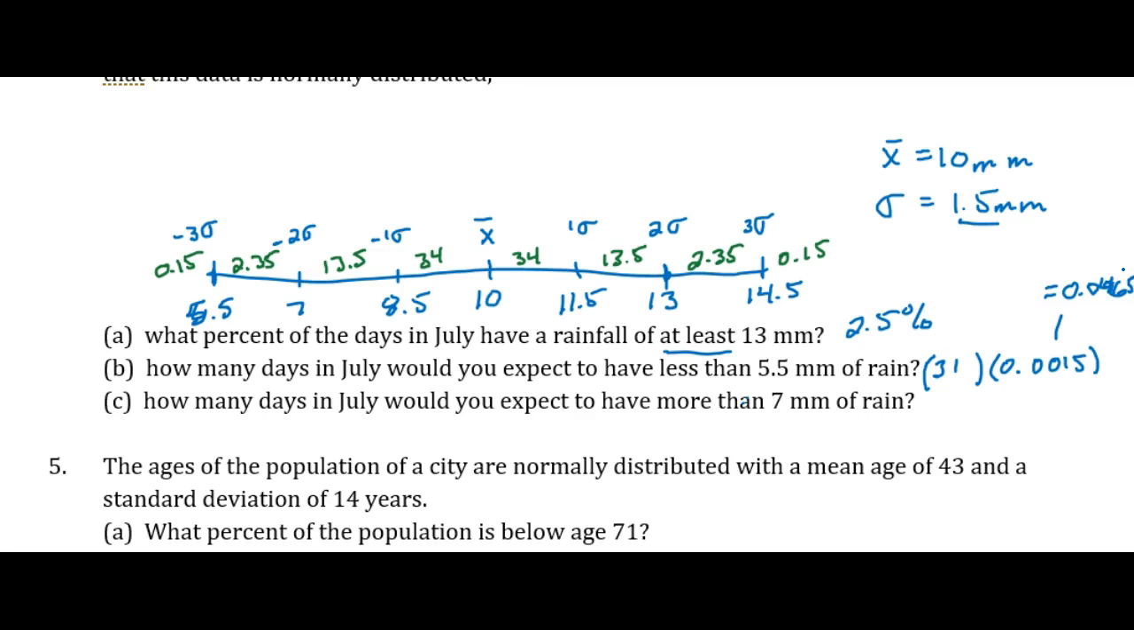How many days in July would you expect to have more than 7 mils of rain? Okay, so how many days in July have more than 7 mils? We don't care how much more, just more than 7. So again, you can look at this two ways. You could figure out the number of days in July that have less than 7 and subtract that from 31. Or find the percent of days that have more.